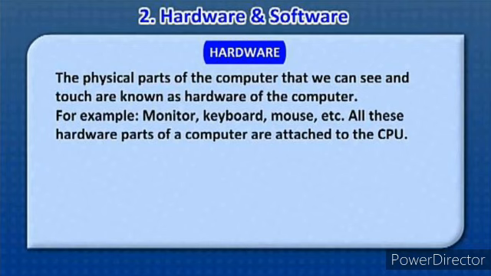Hardware, the physical parts of the computer that we can see and touch, are known as the hardware of the computer. For example, monitor, keyboard, mouse, etc. All these hardware parts of a computer are attached to the CPU.